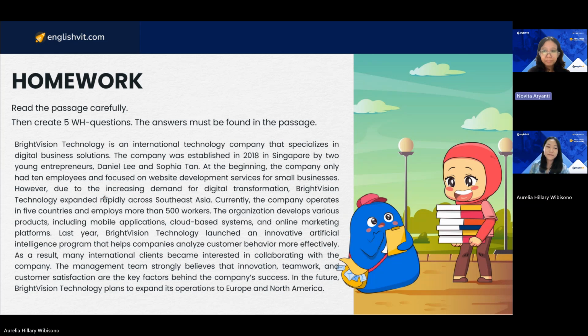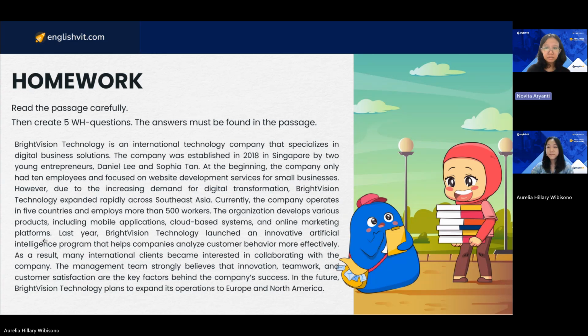And what does the company produce? We can refer to the sentence that starts with the organization develops various products, including mobile applications, cloud-based systems, and also online marketing platforms. So the next one, there's already four, right?